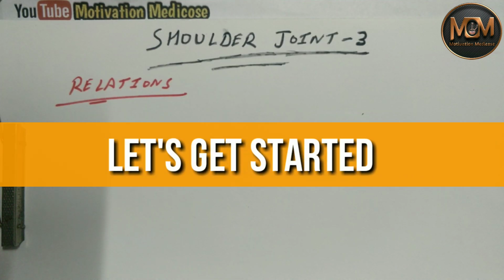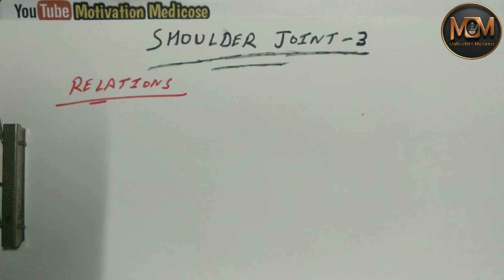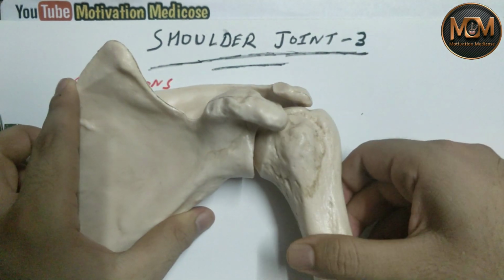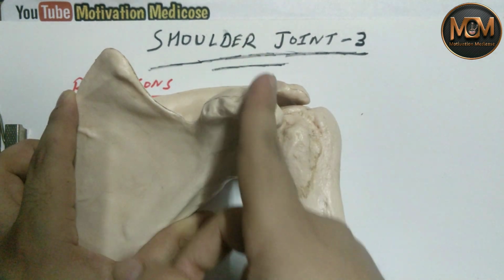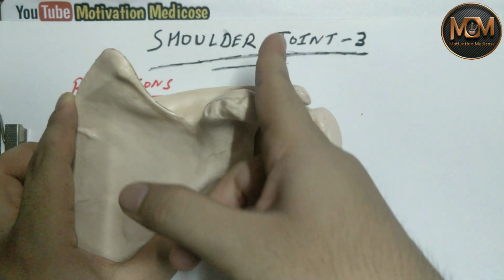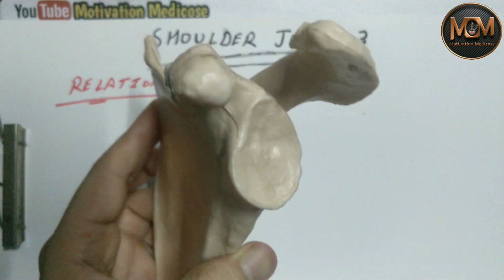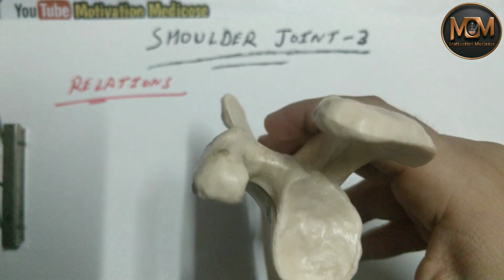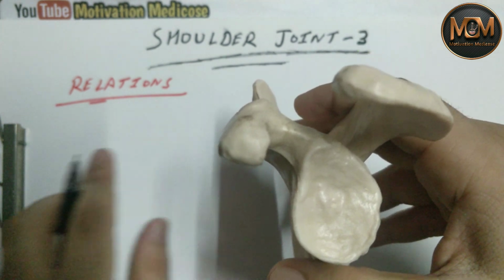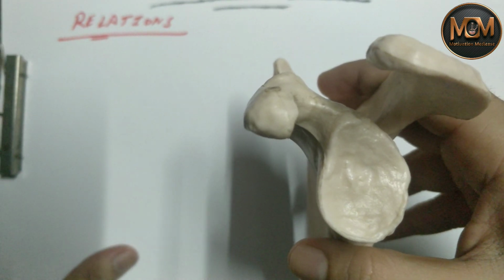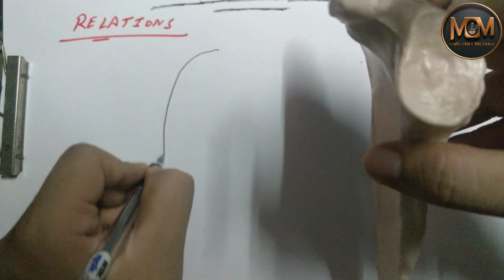So our today's topic is relations. To understand the relations of the shoulder joint, first of all you need to have some orientation. See, this is the shoulder joint. What we are doing is cutting this joint from here, that is, we are taking a sagittal section, and then we are viewing it like this. Now I am going to make a diagram, and through just a single diagram we will understand all the relations of the shoulder joint as well as its bursa. First of all we are making a joint-like structure.